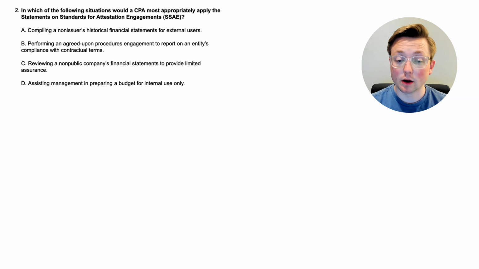Option C, reviewing a non-public company's financial statements to provide limited assurance. Or option D, assisting management in preparing a budget for internal use only. So based on what we learned in the previous question, you might have an idea of what situations would now have SSAE apply to them.